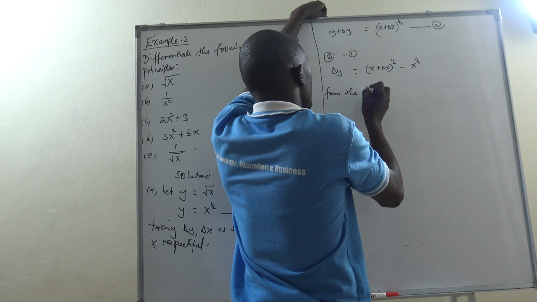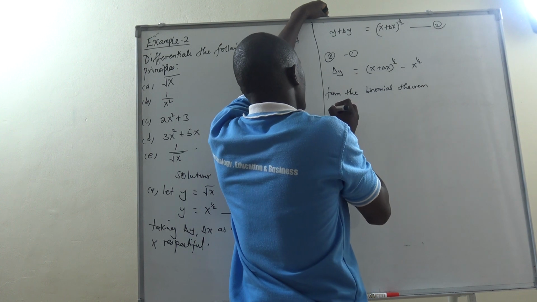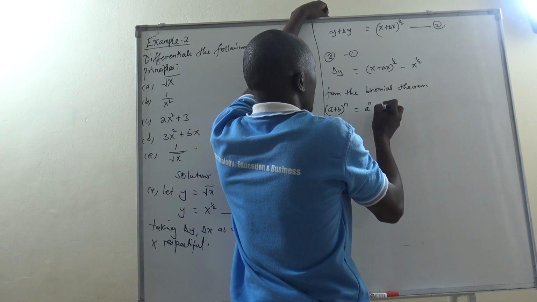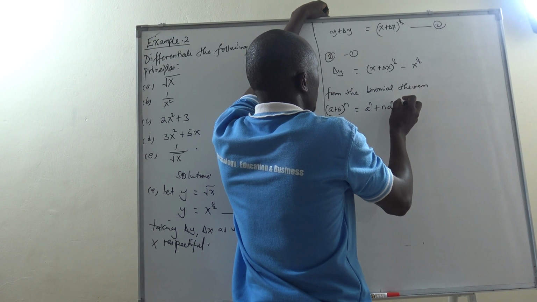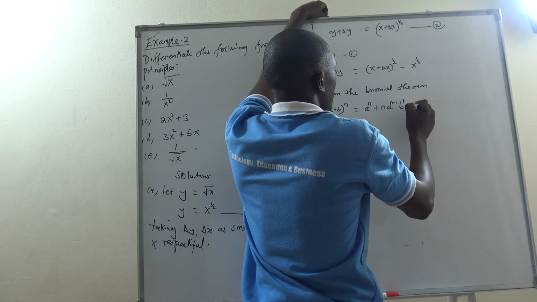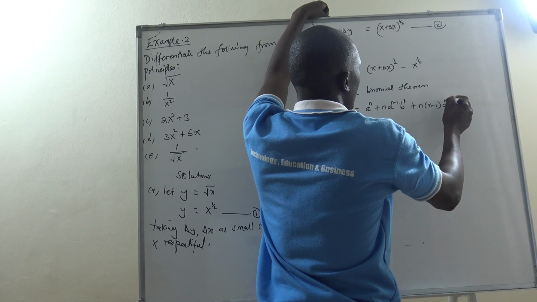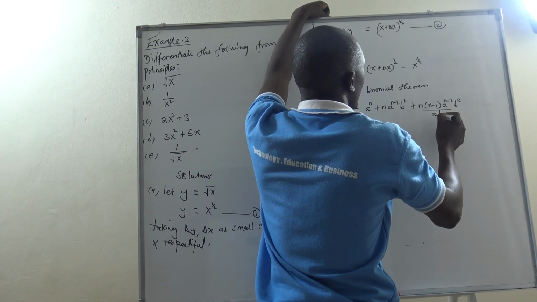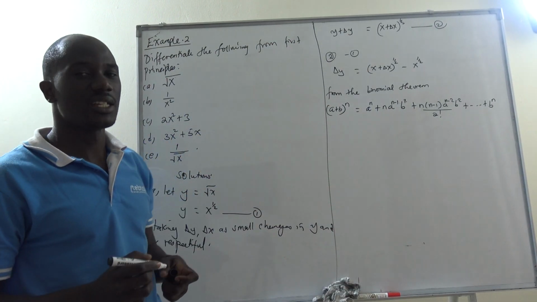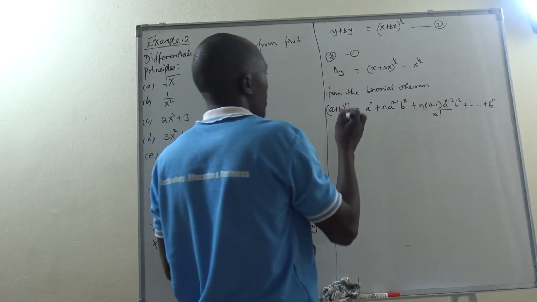So expanding this, you can say from the binomial theorem, where we could have a plus b power n, which is the same as a power n plus n a power n minus 1 b power 1, plus n into n minus 1, a power n minus 2, b power 2 over 2 factorial, plus other terms up to b power n.